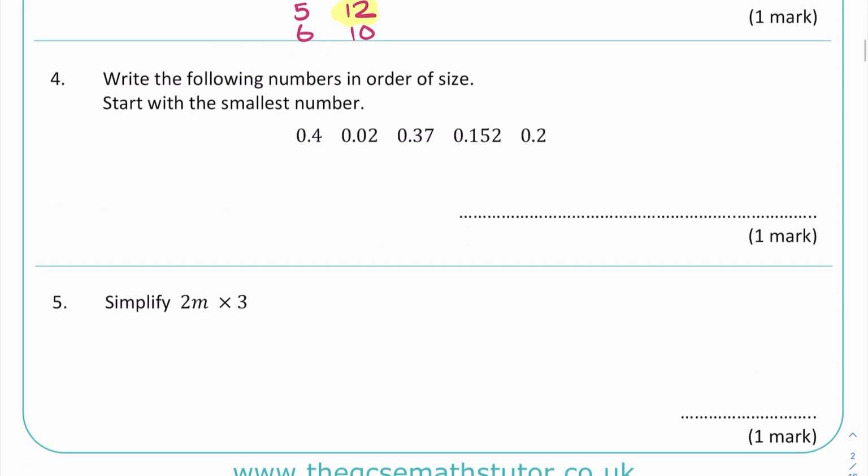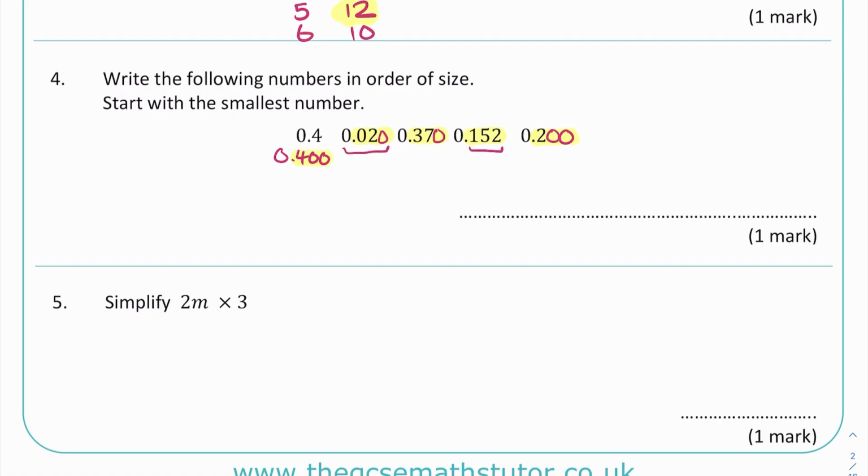Write the following numbers in order of size. Start with the smallest number. Well, it can always help to balance these out so they've all got the same amount of decimal places. So 0.4, this one here has 3 decimals in. So if I add 2 zeros to the end of that, another 0 to the end of this one, and 2 more on the end of that one. Now you can just read the number after the decimal point. So if we read this one, we've got 400, this one's 20, 370, 152, and 200. So you can just order them by reading the numbers. We want to put the original ones in.